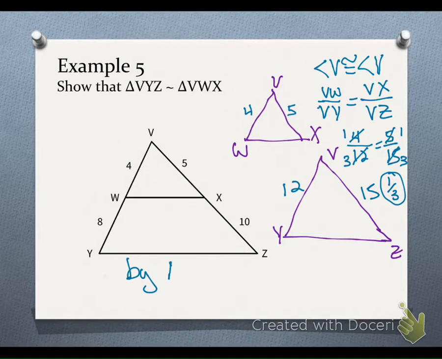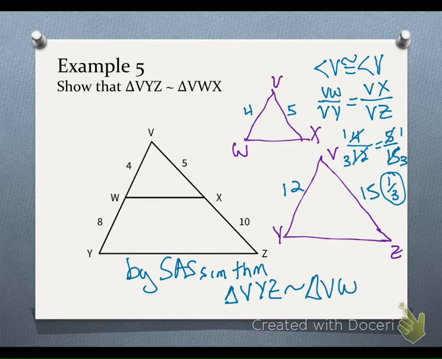So by side angle side similarity theorem, we really don't even have to do too much work. We could go through and list that out, but we could also just go back up to what our question said. They already wrote it out for us. So we can just go up there and see that triangle VYZ is similar to triangle VWX.